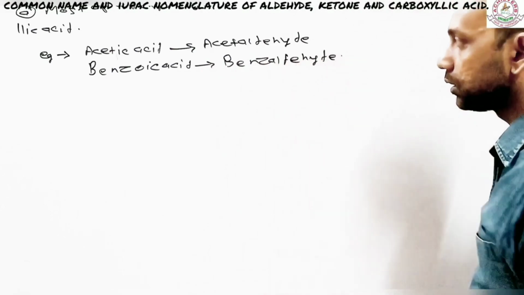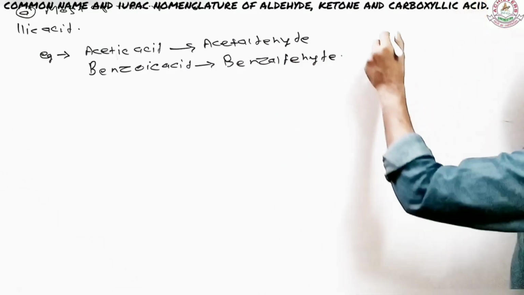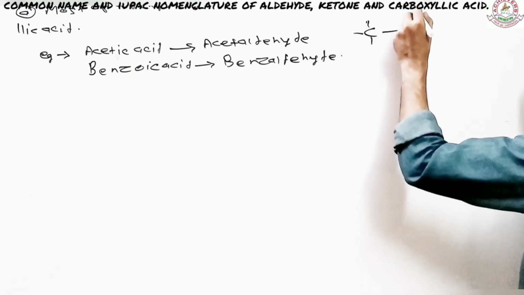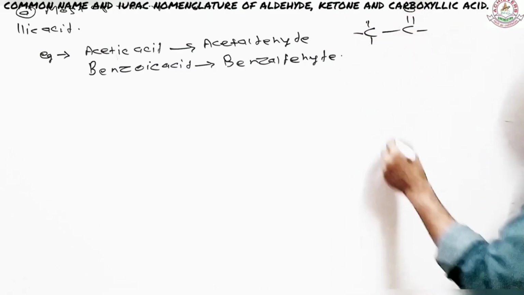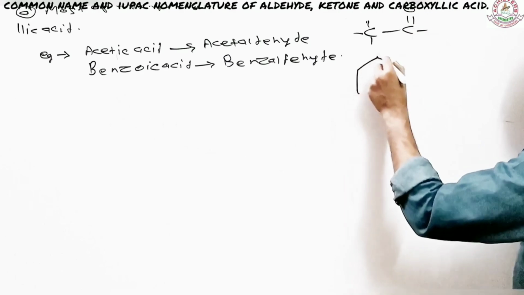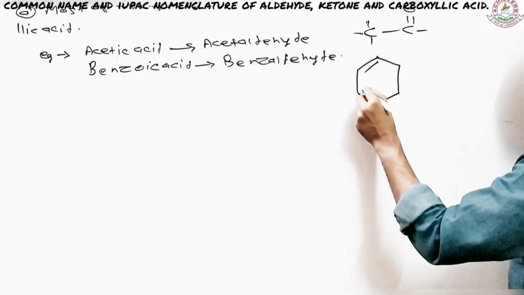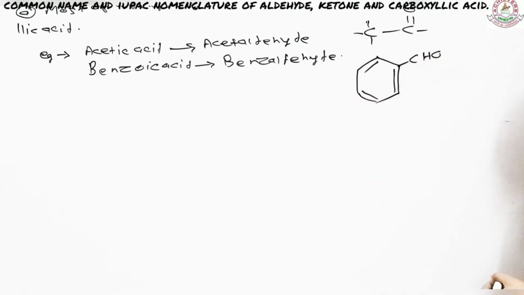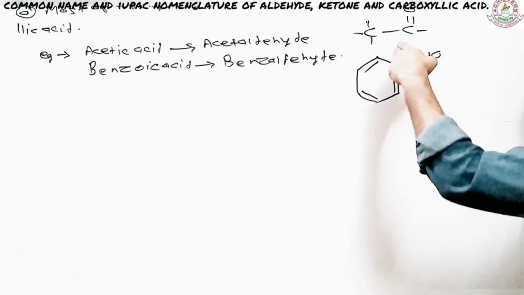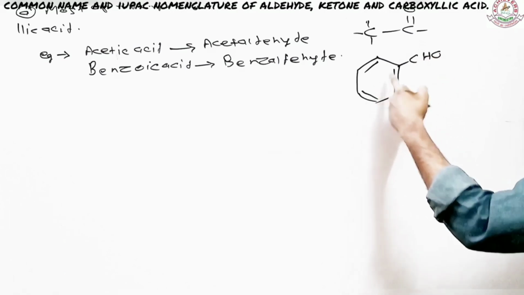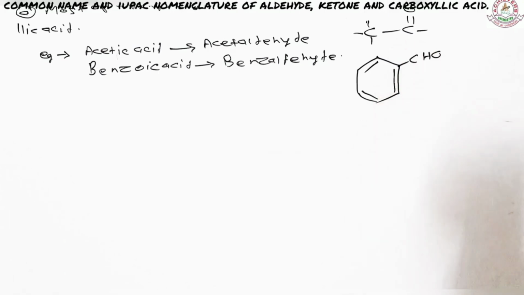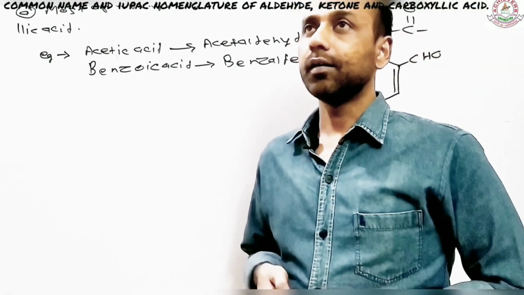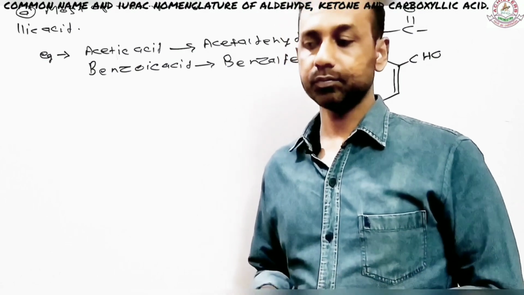Now, if you are wondering what the structure is going to be, I give you the structure here. This is acetaldehyde, and there you have your benzaldehyde. So this is acetaldehyde, this is benzaldehyde. Benzaldehyde is produced from benzoic acid, and acetaldehyde is produced from acetic acid, which we also remember as ethanoic acid.